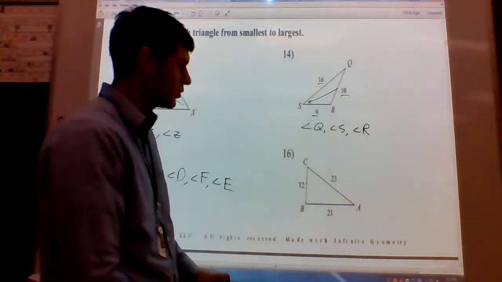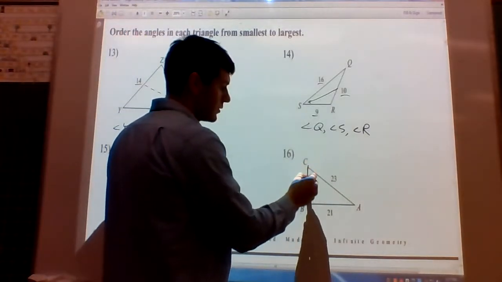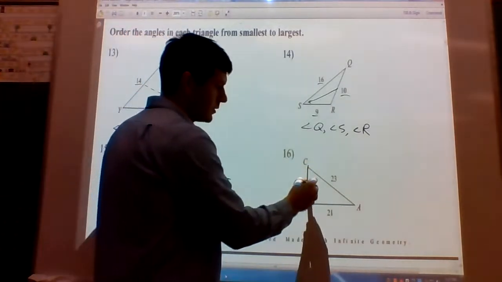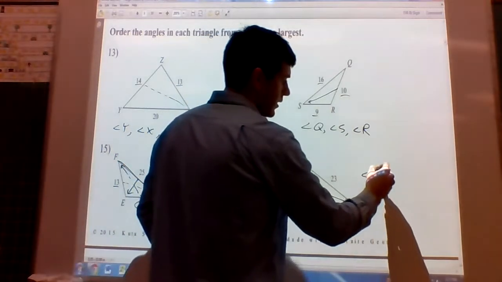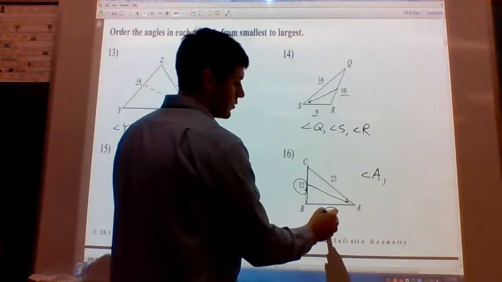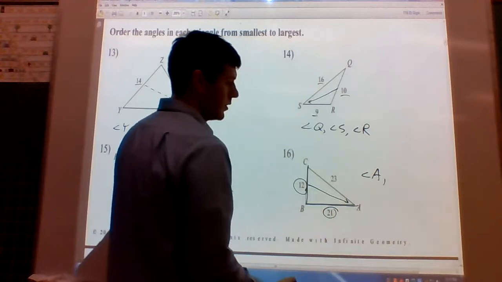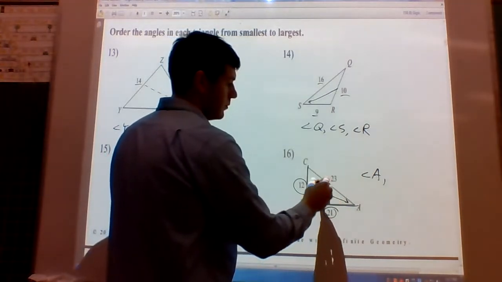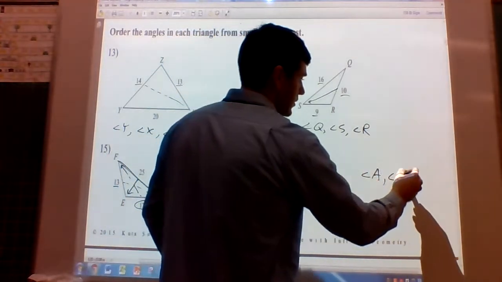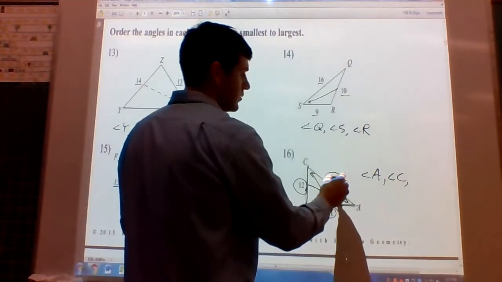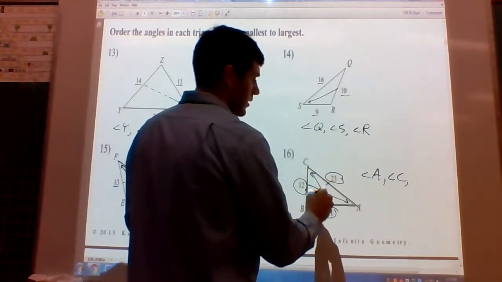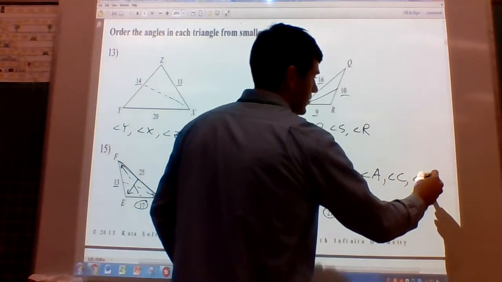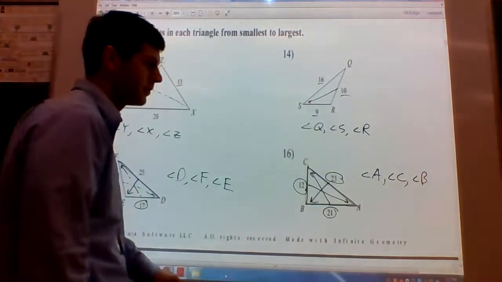Again, shortest side is 12, so our shortest side is CB. Opposite CB is angle A. Our next shortest side is AB, which is 21. So opposite AB is angle C. And then our longest side is 23, which is CA. And then opposite CA is angle B.